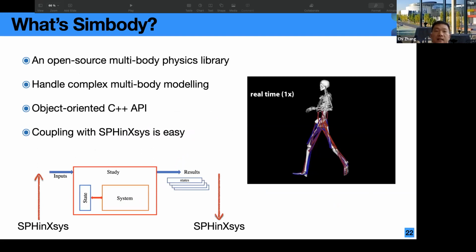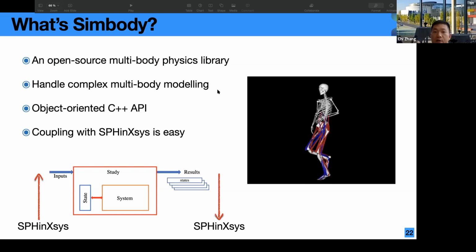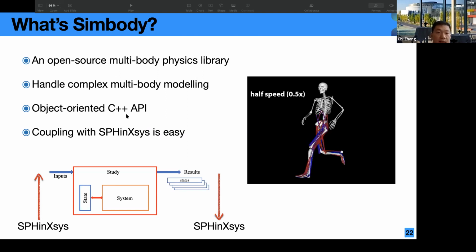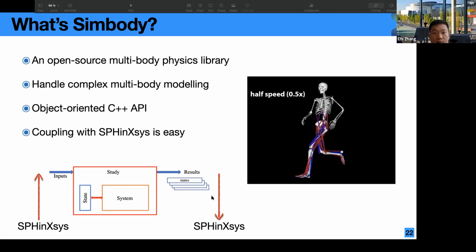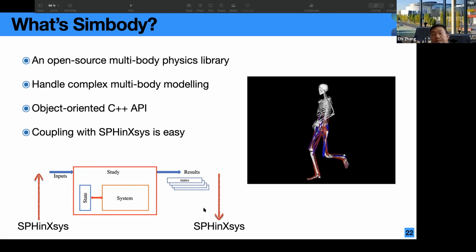Actually, SimBody is a multi-body physics library, and it can handle complex multi-body modeling, as this is the result for human learning. And it's very easy to couple SPHinXsys with SimBody because it provides an object-oriented C++ API. We just provide some inputs to SimBody for solving the Newtonian equation, and then we have a new state of the solid body, and then we can update the particle information in SPHinXsys.